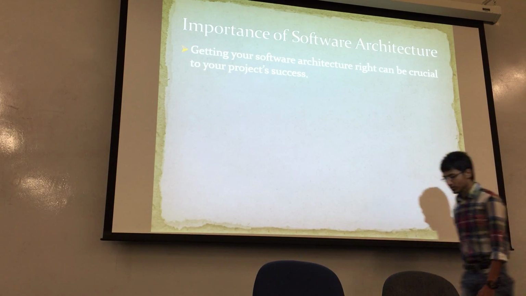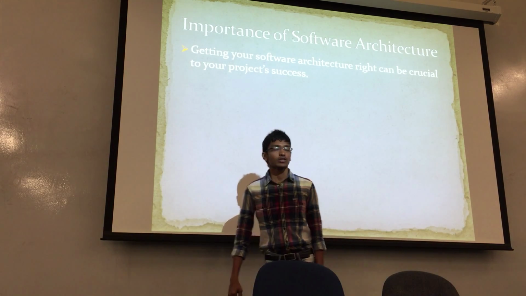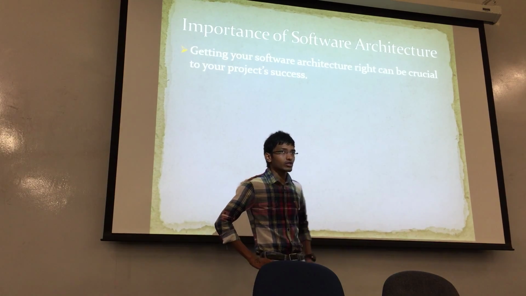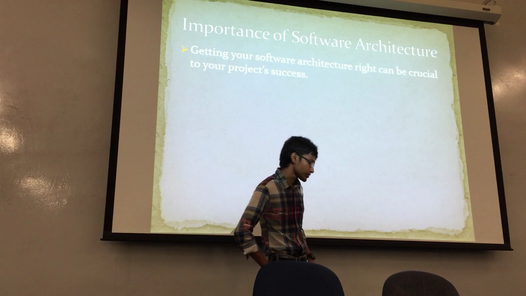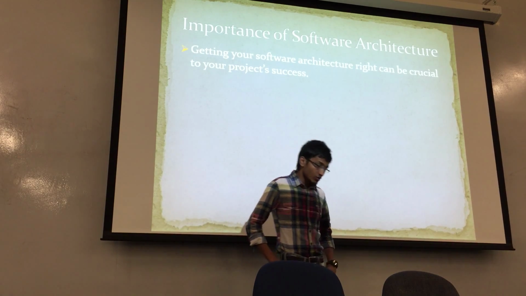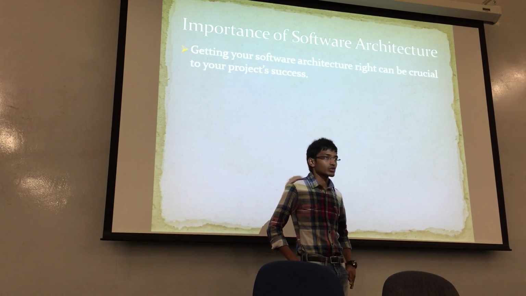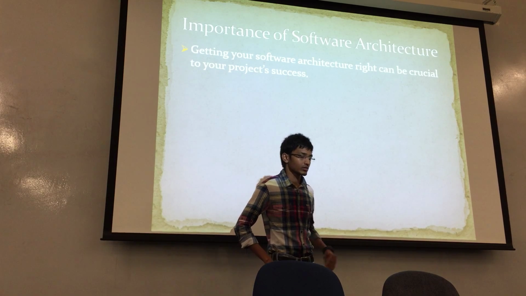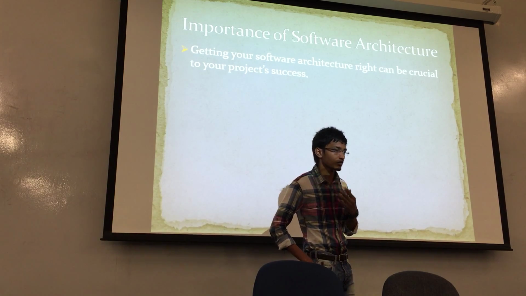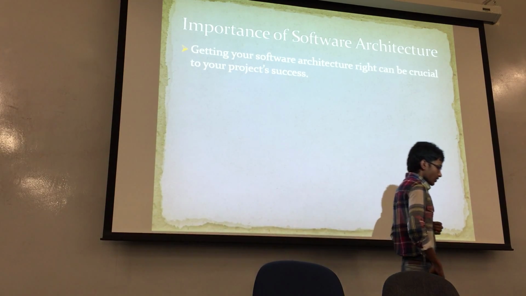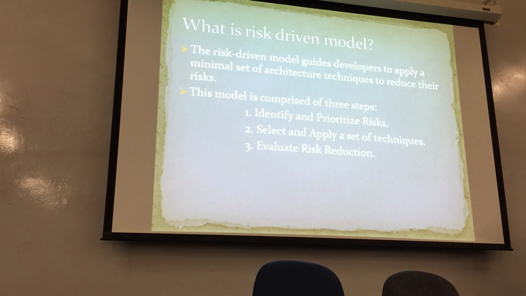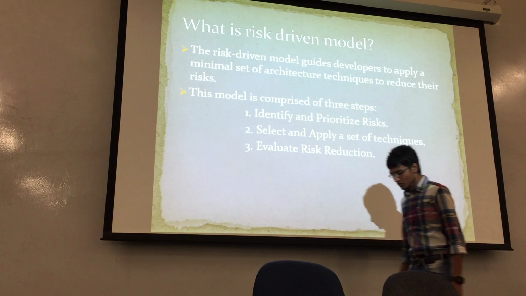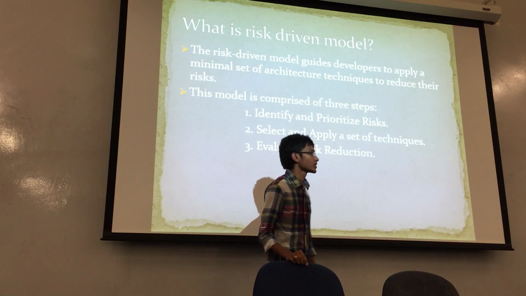First of all, what is the importance of software architecture? Software architecture plays a crucial role in the field of software systems. As I told you, security issues can cause a major impact on software systems. So with risk-driven models, we can reduce the risk. So, first of all, what is a risk-driven model?